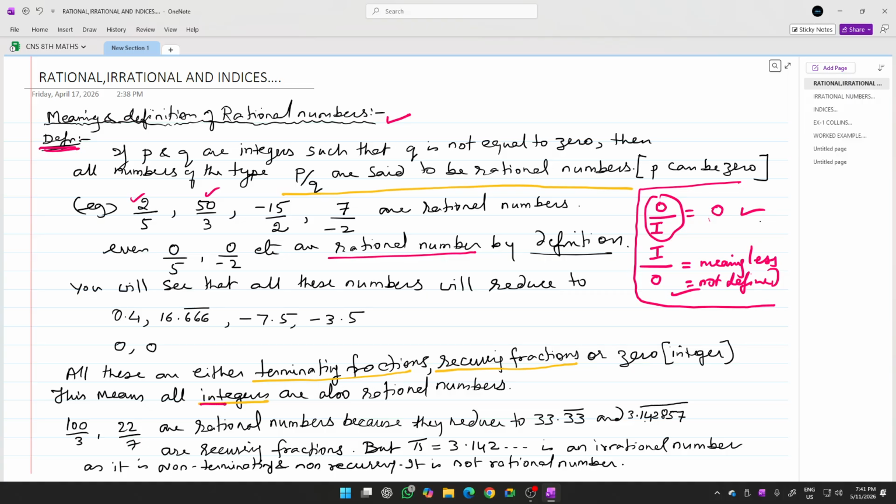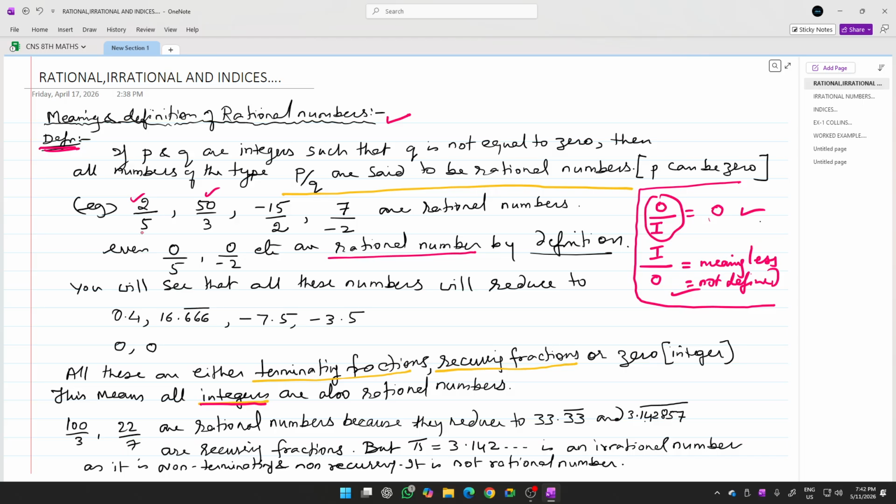I have written here, all integers. We'll come to that later. So fractions wherein the denominator is a non-zero integer are always rational numbers. Now, these fractions, 2 upon 5, 50 upon 3, minus 15 upon 2, are all rational numbers, but still you can approach in a different way.